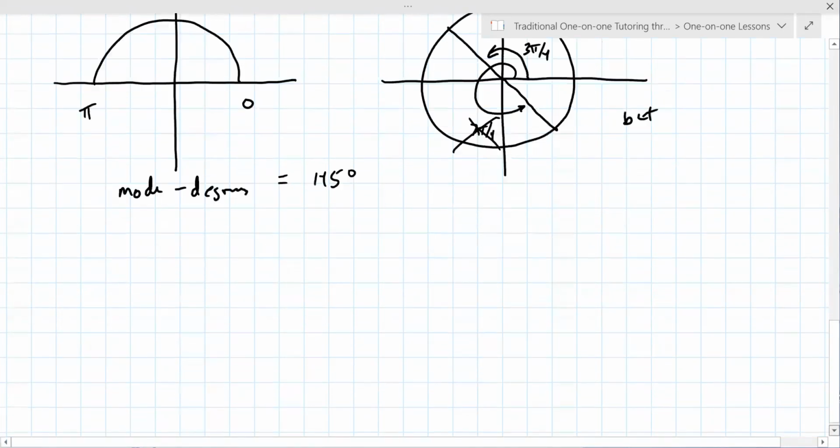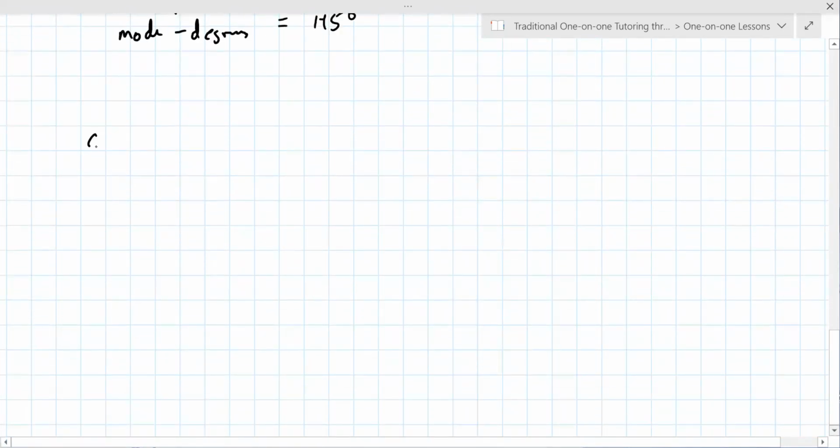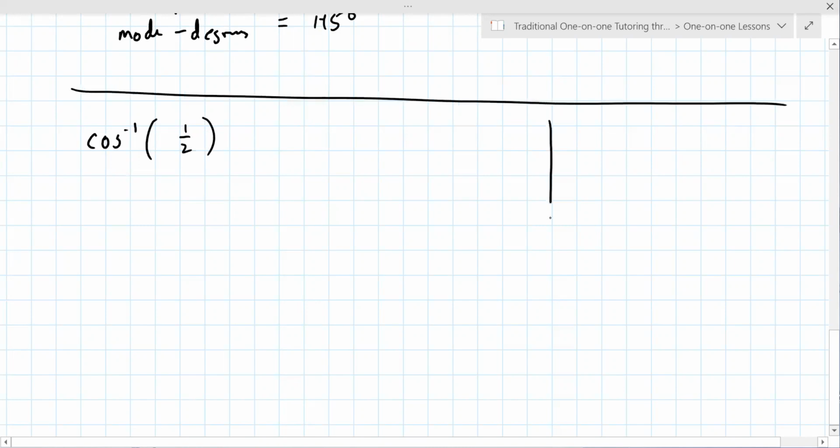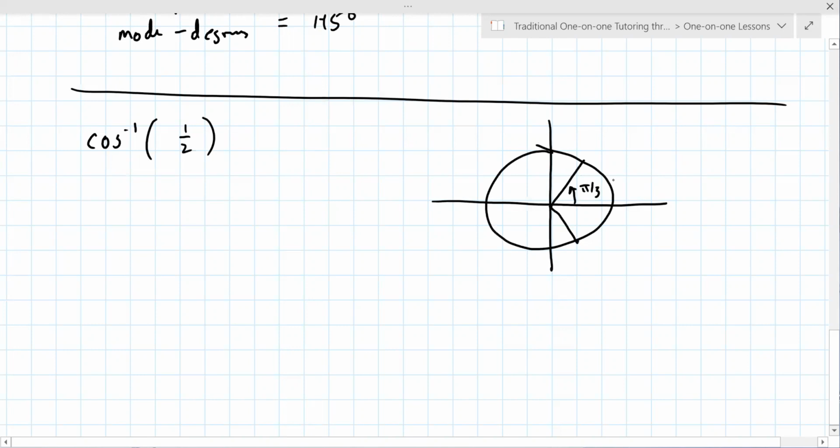I'll have you guys do another one here. Let's say I want you to do cosine inverse of 1/2. Okay, so the process is exactly the same. You go to your unit circle and you say, where is cosine 1/2? So it's there, and it's there. And that angle is pi over 3. You're welcome to look at a unit circle while you're doing this. And this one is, I guess, 5 pi over 3.